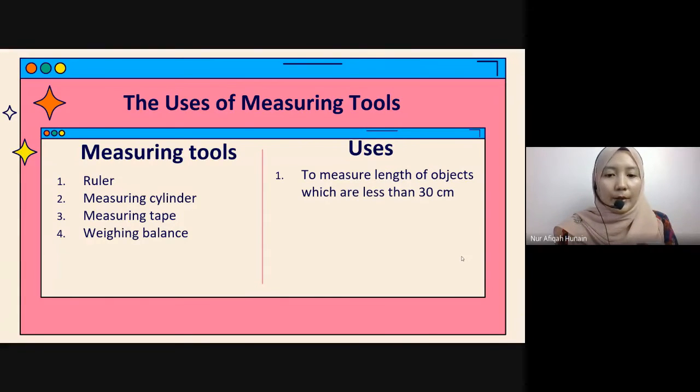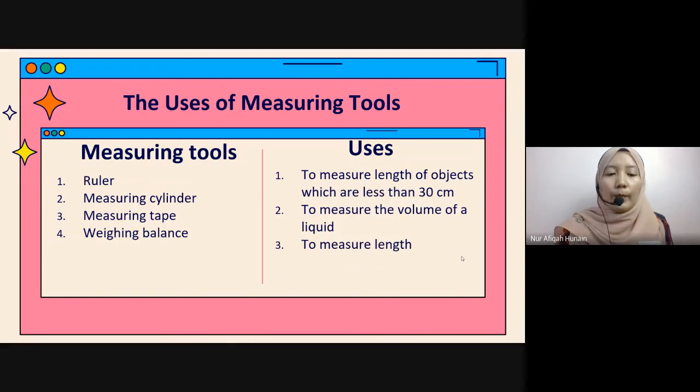Alright. So number 2, what is the use of the measuring cylinder? Like what Takif Ryan said just now, to measure the volume of a liquid. Liquids mean water, oil, and anything in liquid form. Number 3, measuring tape to measure length. Number 4, weighing balance is used to measure the mass of an object. Okay, mass. Alright, so next.